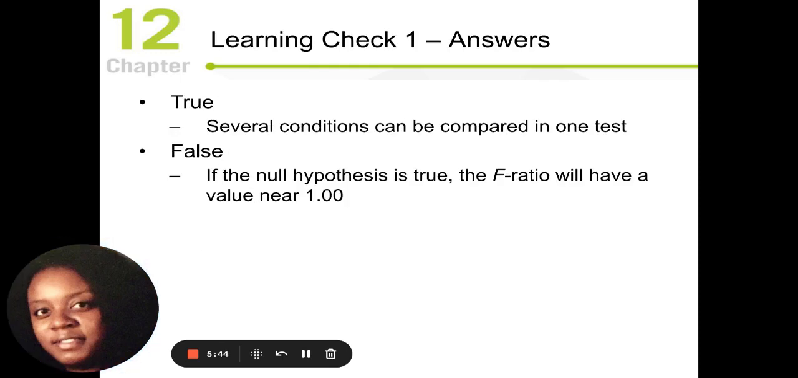And the correct answer is true and false. There are several conditions that can be compared in one test for an analysis of variance. And it's false that if the null hypothesis is true, the F ratio will have a value near 1, not 0.